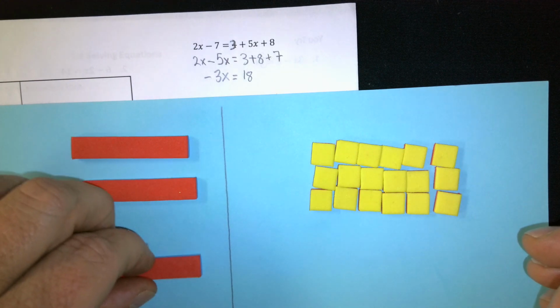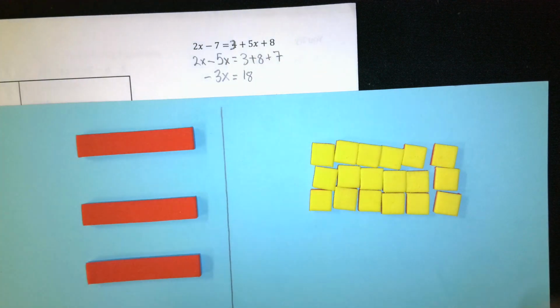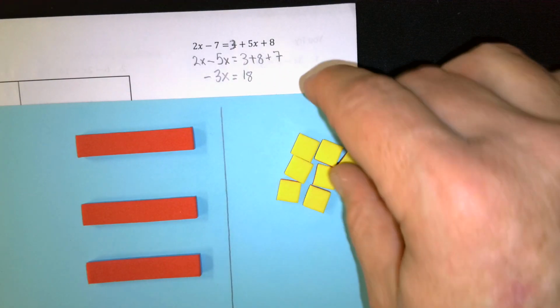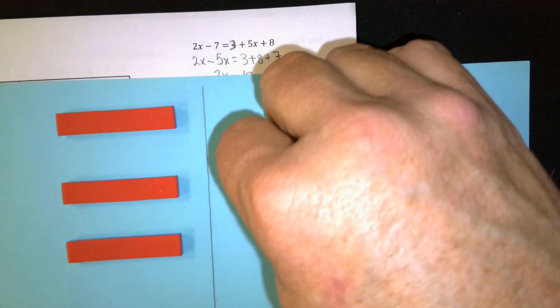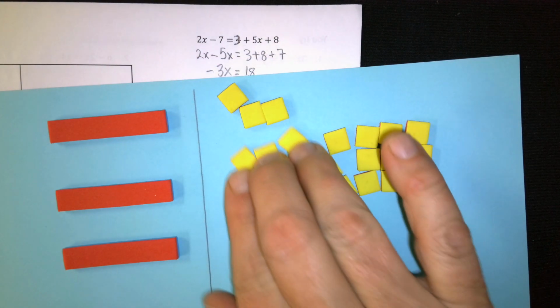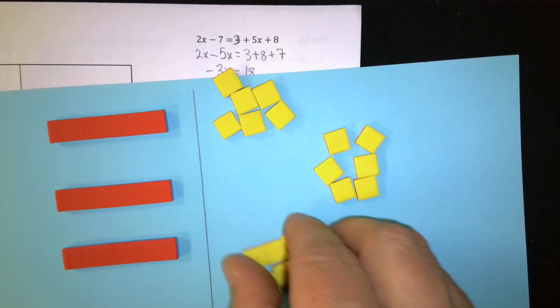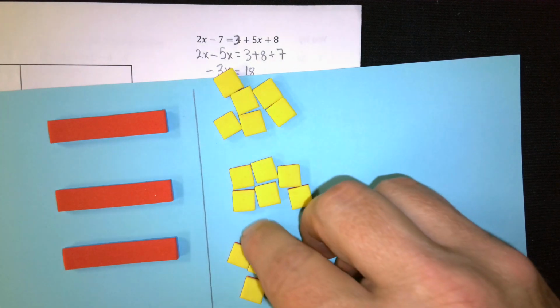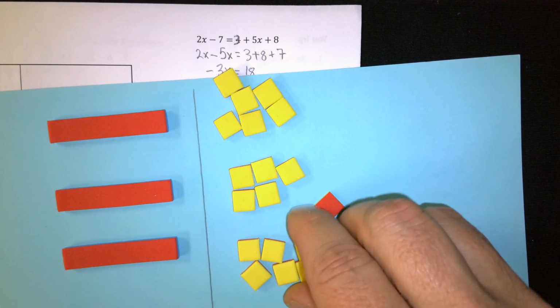However many x's there are, that's how many groups you're going to divide them into. So you have to divide these equally among the three groups. I'll take the group up here. The whole thing's sliding. There we go. Take this group down here, and that'll be my middle group. So we can see that each group has 6 in it.